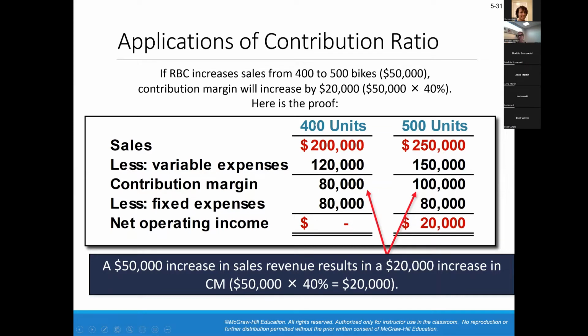It's 200,000 if you take the 500 times 400, and 250,000 if you take the 500 times 500 units. Then we have the contribution margin. It shows that it's going to increase by $20,000. So if you do the math on the 400 units, you can see the 120,000 for variable expense. If you deduct that from the 200,000, it gives you 80,000.